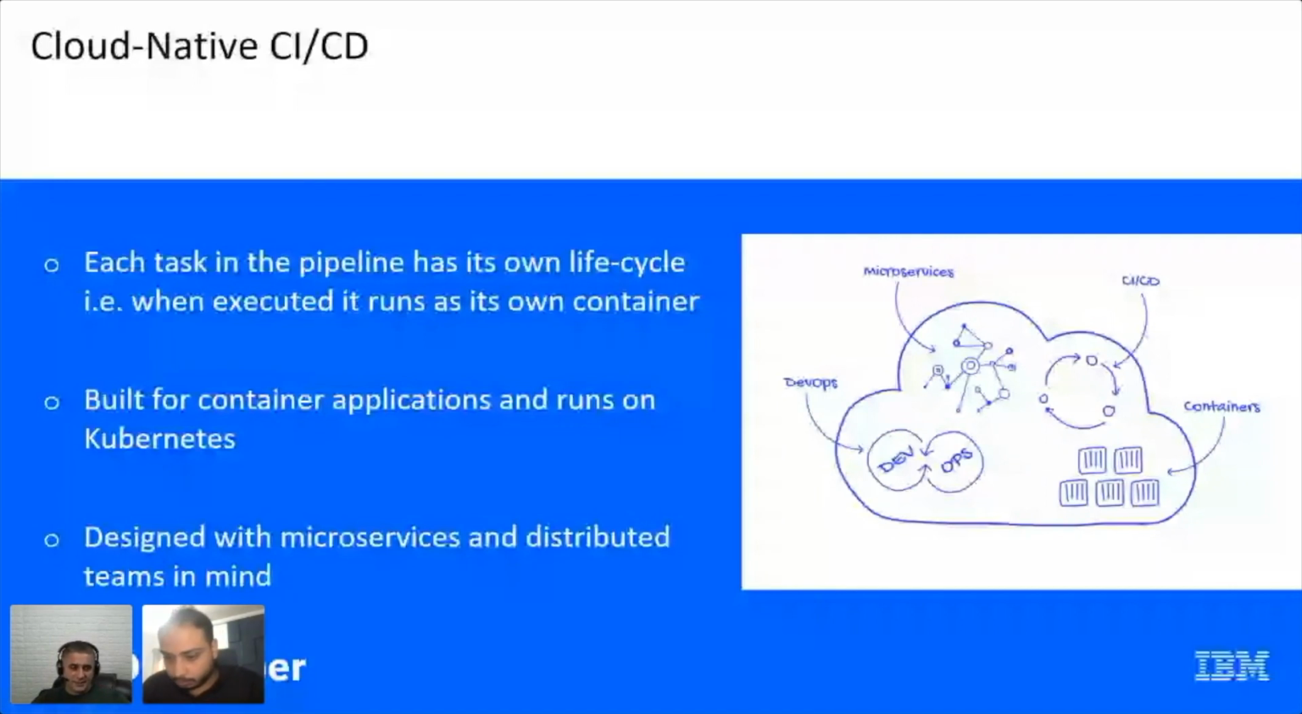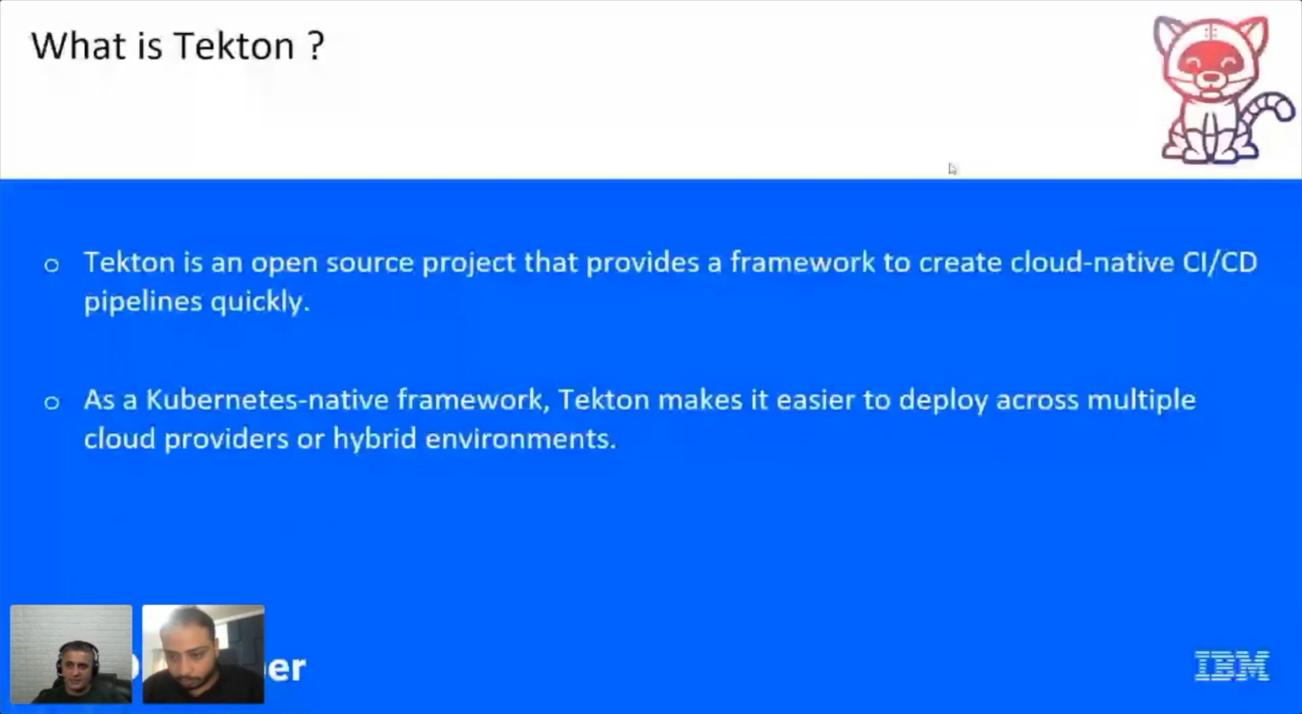Cloud native CD is built for container applications, and it runs on Kubernetes, of course. It's designed with microservices and distributed teams in mind. Next, so what is Tekton? The top right is the icon for Tekton. I think it's a pretty cool icon. Tekton is an open source project that provides a framework to create cloud native CI/CD pipelines very quickly.